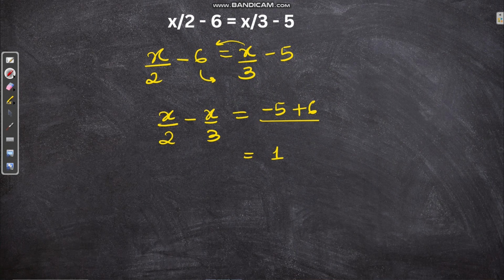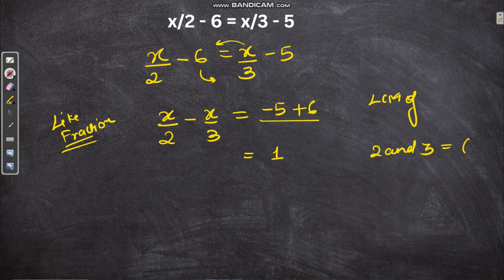Will be equal to, now we have x upon 2 minus x upon 3. We cannot directly add or subtract because they are unlike fractions. So in order to convert them into like fractions, you need to take the LCM of their denominators. So what is the LCM of 2 and 3?